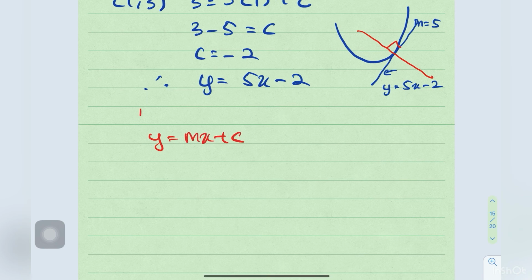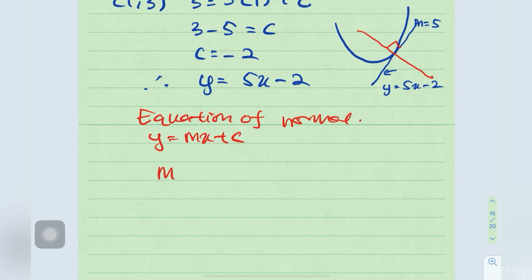So equation of normal. Then you have to find gradient of normal first. So we have m tangent times m normal equals to -1. Gradient of tangent 5. Gradient of normal, we are going to find, equals to negative 1 over 5.